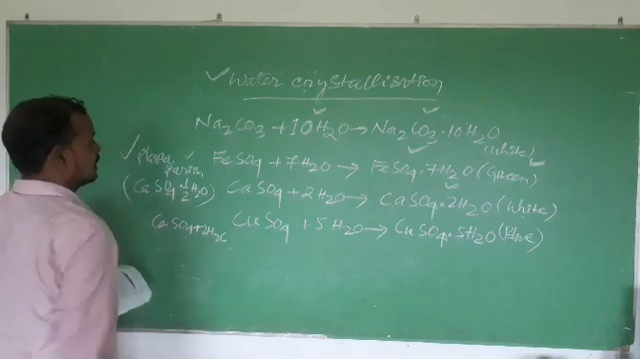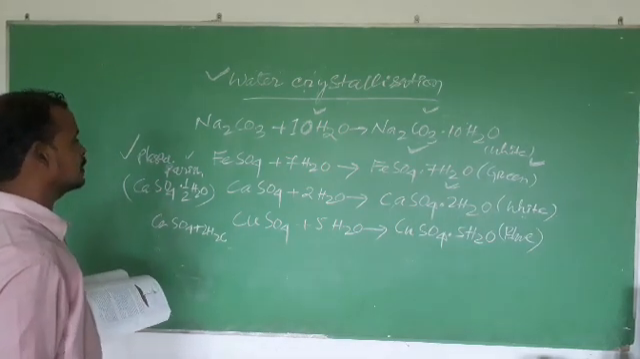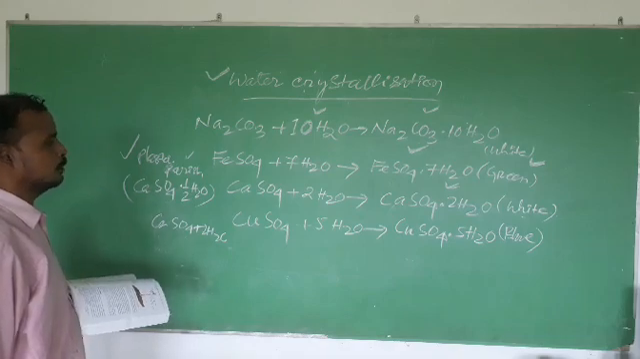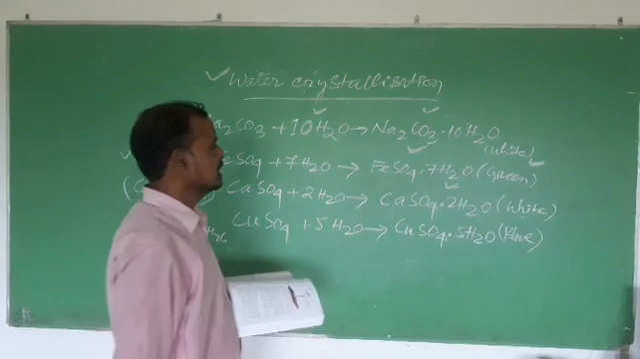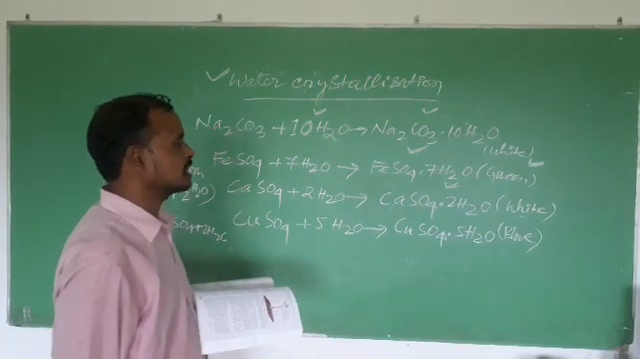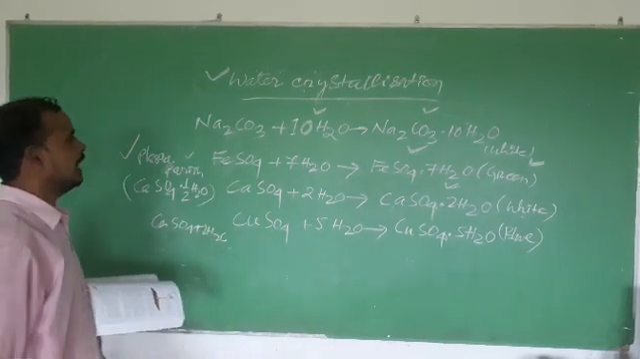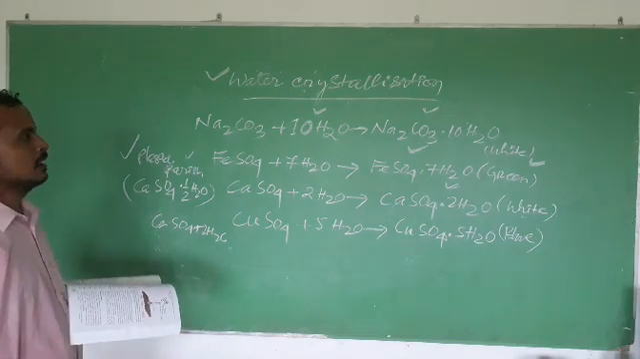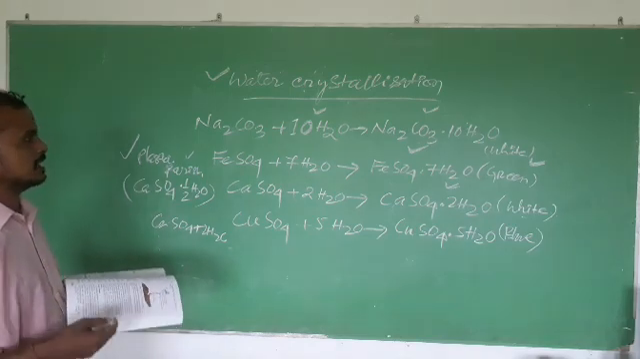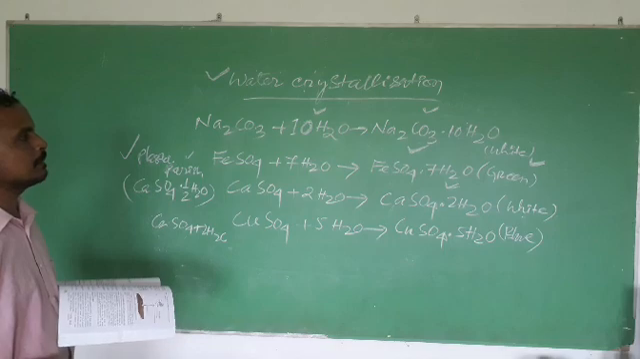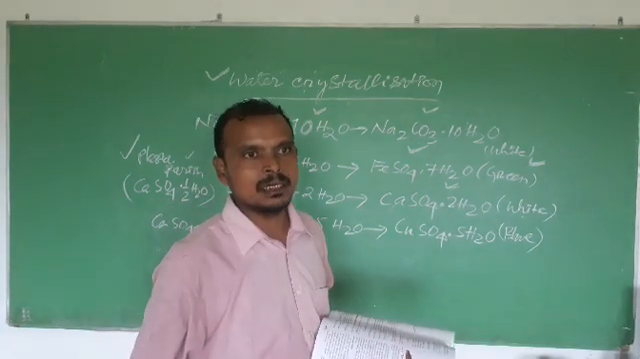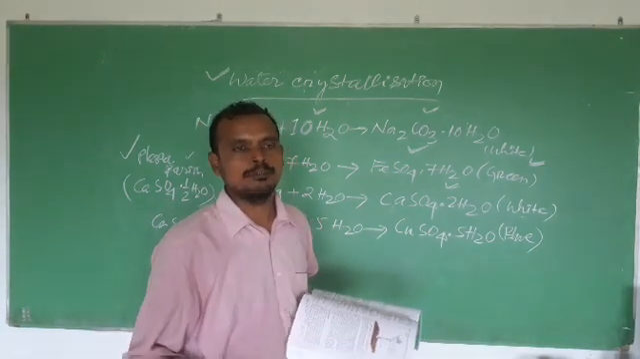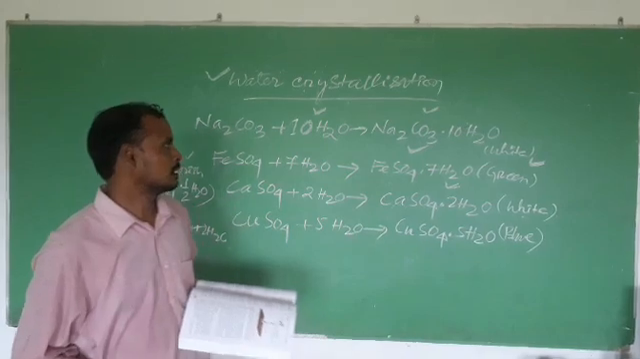Similarly, you come to copper sulphate. When copper sulphate is combined with 5 molecules of water in crystalline form, you will find crystallized copper sulphate, and its color is blue. So the addition of water in the salt in crystalline form imparts different colors, and sometimes these colors are asked in the examination. So you have to remember what is the color of which salt.